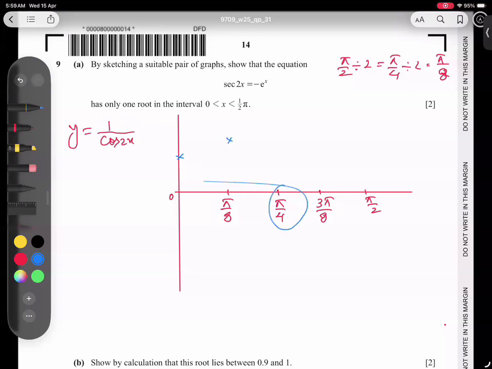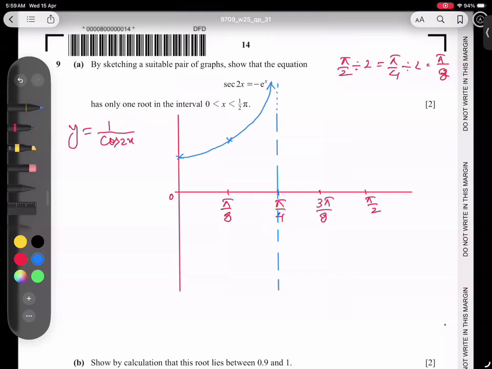When I plug in pi by 4 here, 2 times pi by 4 is pi by 2. Cos of pi by 2 is 0, and 1 over 0 is infinity. So we have to draw an asymptote at this point. So this part is clear. Basically the graph goes from here and goes this way. It continues forever. I hope it is clear.